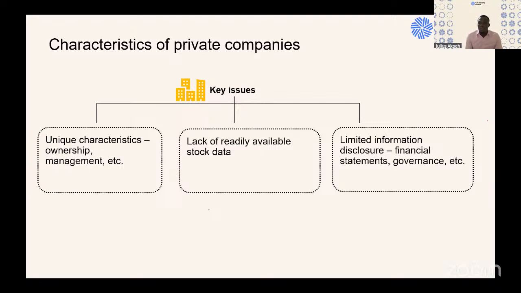Number two, lack of readily available stock data. Of course, they are not even listed on the stock market. So that's another issue, right? Then the third one being limited information disclosure. Their financial reports are not advanced, and a lot of them, like SMEs, may have alternative financial reporting standards to comply with. And governance-wise, they may not be well governed, right? So those are some basic issues with private companies.